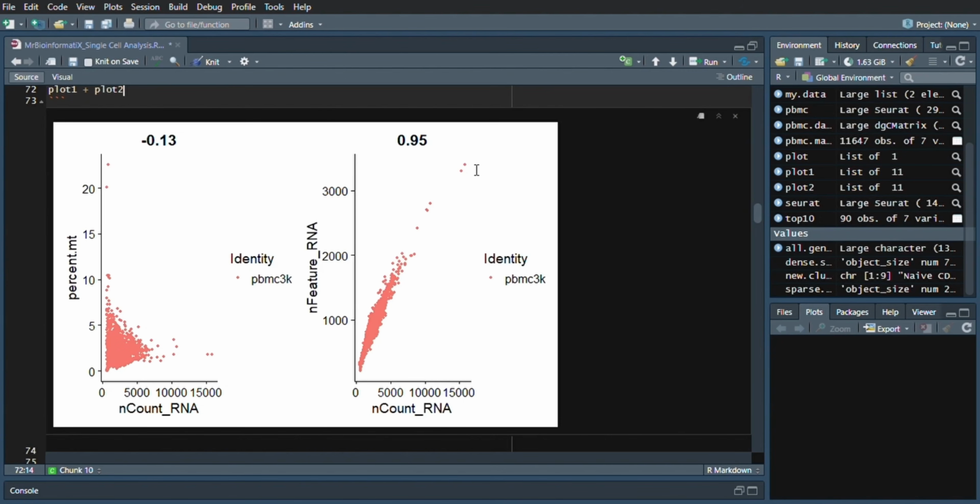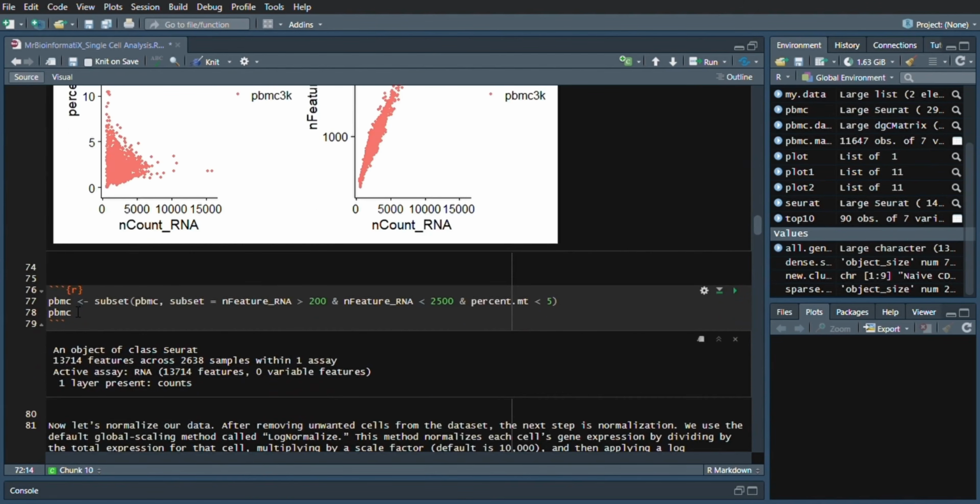Now let's visualize QC metrics and make some filters. For example, we filter cells that have unique feature counts over 2500 or less than 200. Also, we filter cells that have more than 5% mitochondrial counts. So, we write PBMC and we use the subset function. We put PBMC, and for subset, we put nFeature_RNA more than 200, and nFeature_RNA less than 2500, and percent.mt less than 5%. Let's run our code.